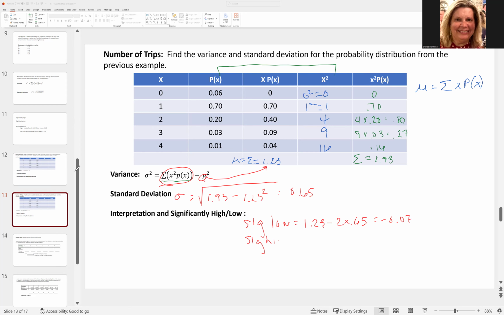Significantly high would be anything more than 2 standard deviations above the mean. Which, let's see, 1.23 plus 2 times 0.65 gives me 2.53. So any number of trips more than 2.53 is significantly high. So significantly high would be, in this case, 3 or 4 trips of 5 nights or more.